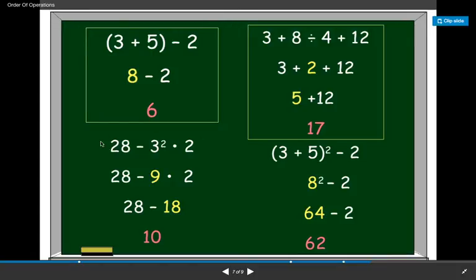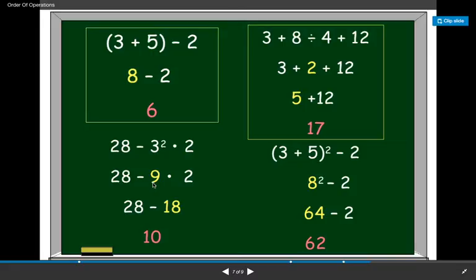We look down here at this one. We have 28 minus 3 squared times 2. So first we're going to do 3 squared, and that's not 3 times 2, it's 3 times 3. So 3 times 3 is 9.